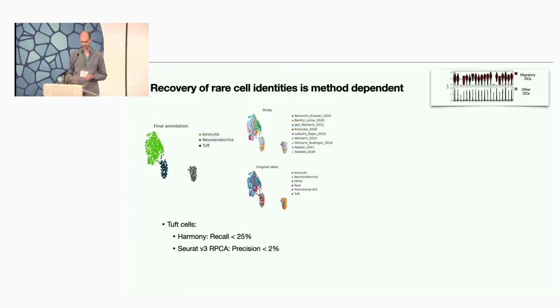If we compare this in just the tuft cell case to other popular methods, we found that the Harmony embedding tended to split our tuft cells across different clusters, which made it quite difficult to enable the recall there.